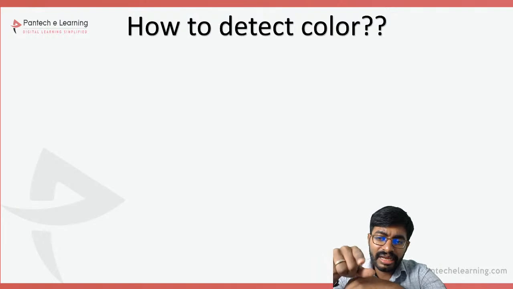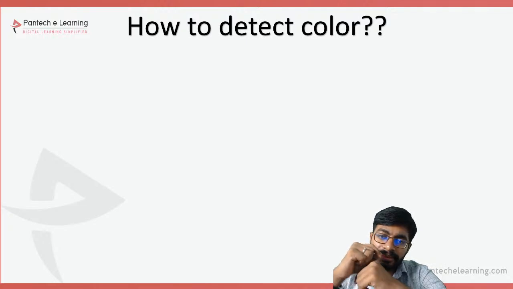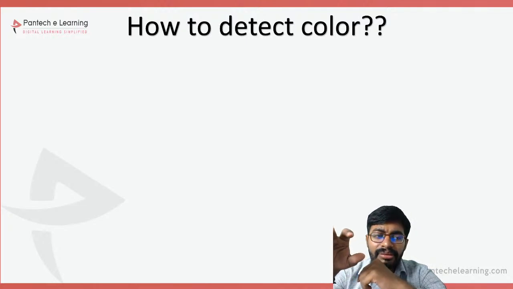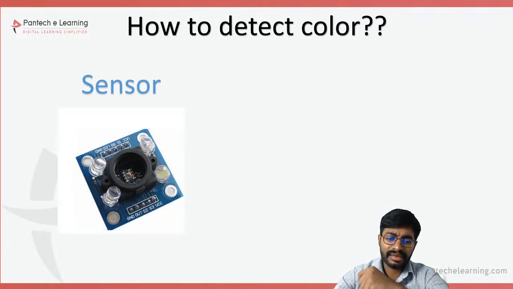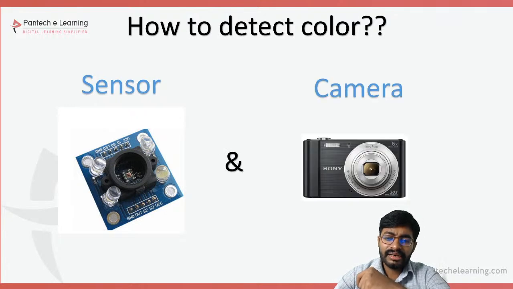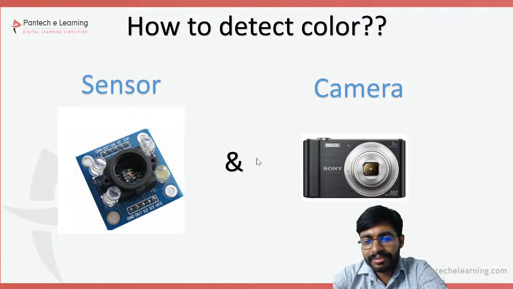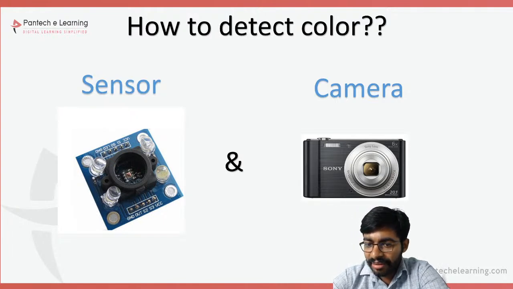Then how can we do such artificial intelligence with the help of color, so that the machine will be able to track the object with the help of color? To detect color, we have two different types of hardware. One is a sensor and another one is a camera. Through this camera or sensor, there will be different kinds of things.